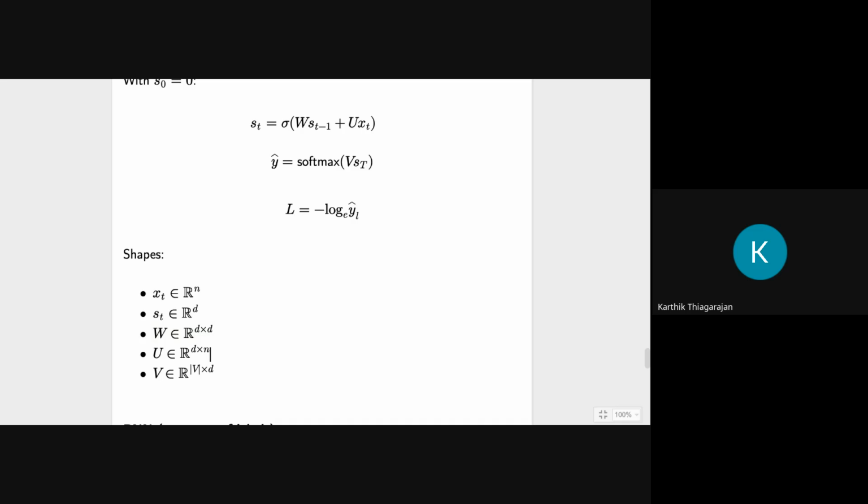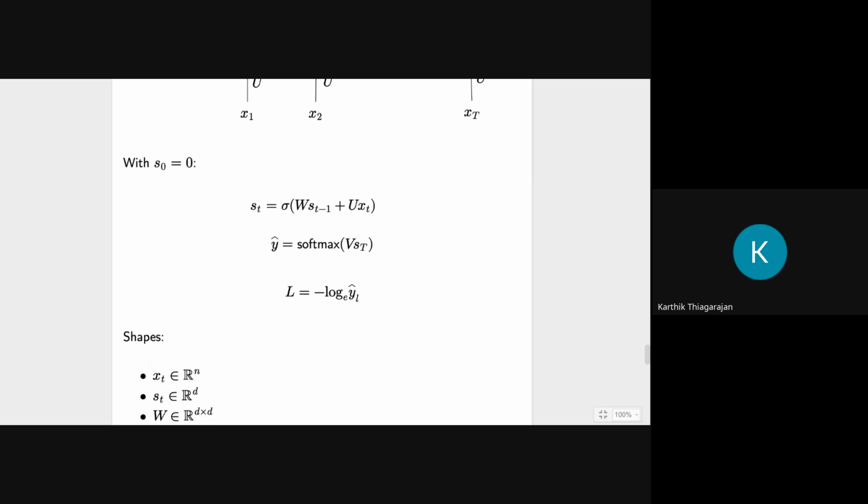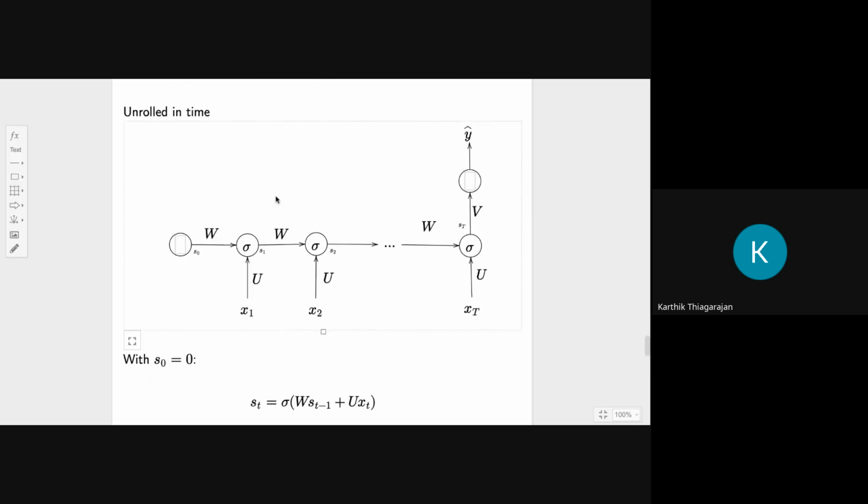U is input to hidden state. Therefore, it is D cross N. And V is hidden state to vocabulary, so therefore, it's V cross D. It's very simple to remember this once you memorize this particular picture.